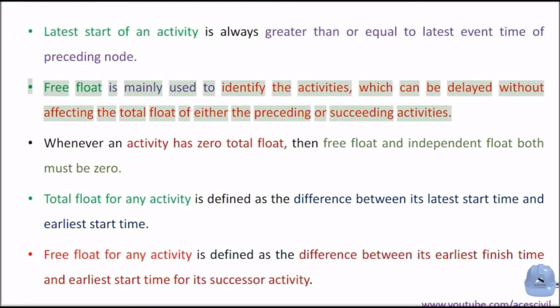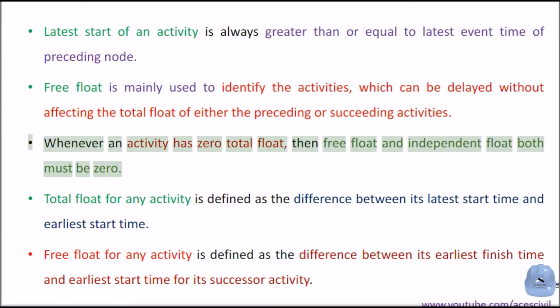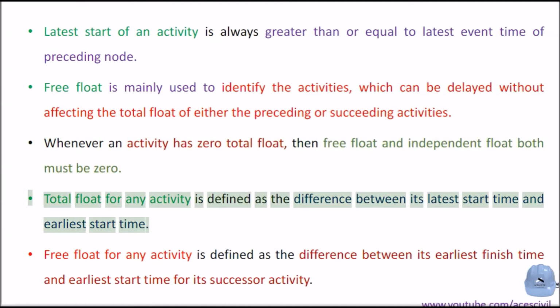Free float is mainly used to identify the activities which can be delayed without affecting the total float of either the preceding or succeeding activities. Whenever an activity has zero total float, then free float and independent float both must be zero. Total float for any activity is defined as the difference between its latest start time and earliest start time.